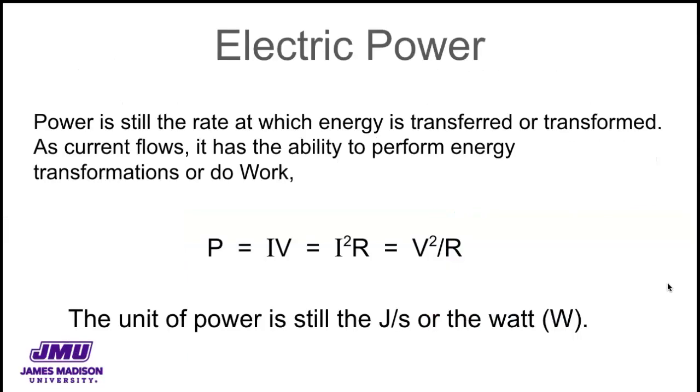When we talk about electric power, the equation that we're going to want to talk about is that the power in a circuit is equal to the current times the voltage. It's still true that power is the rate at which work is done, or the rate at which energy is transferred or transformed. So delta E over delta T, or work over delta T.